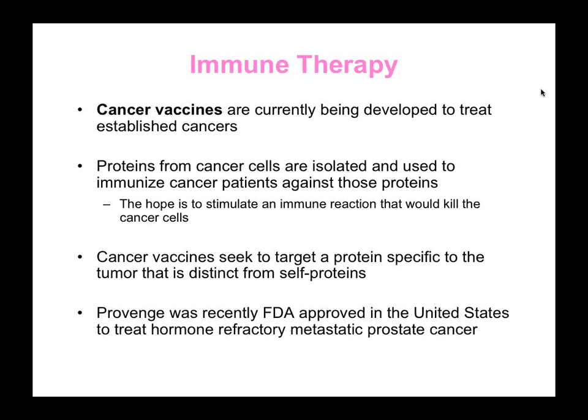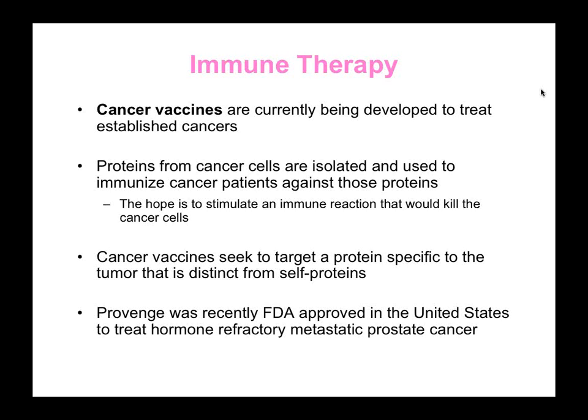And so with vaccines, there's been a lot of enthusiasm. They are not easy to develop, and the goal is really to try to seek a target that is specific to the tumor, and it has to be distinct from self-protein. So you want to find some characteristic that's specific to the tumor that's not present in the normal cells of the body, and then vaccinate the patient against that specific cancer-related protein.